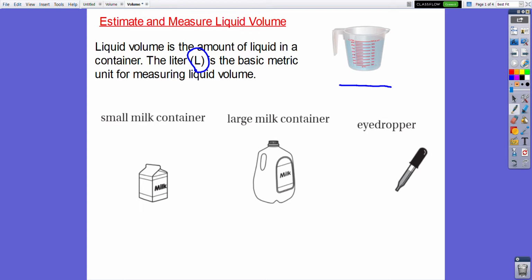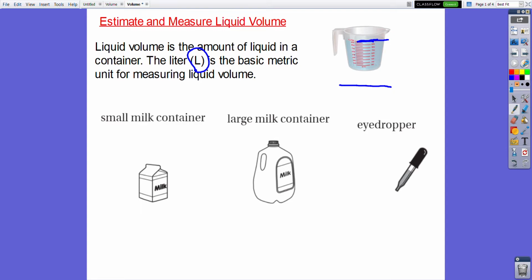If I fill this beaker with water, or any liquid, and I reach this area, exactly this area, it means the volume of this liquid is 1 liter, because I fill the whole beaker. So the amount of liquid that this beaker holds is 1 liter.